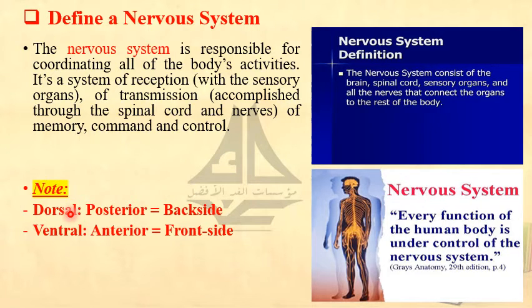What do you mean by dorsal and what do you mean by ventral? We are going to use them in the following activities. Very important to know what you mean by dorsal and ventral. Dorsal, it has another word. We can replace it by posterior, and ventral, we can replace it by anterior. Dorsal, it means posterior or back side. Ventral, it means anterior or front side.